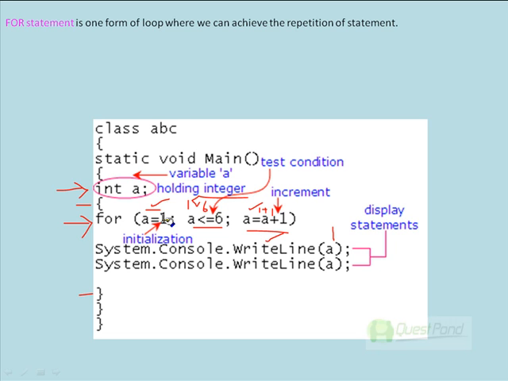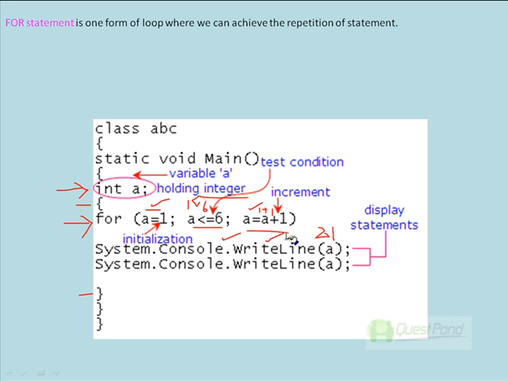Thereafter it is tested with the condition of whether 2 is less than 6. So yes, the condition says yes, 2 is less than 6. So this condition is true. So the very first line will again execute by displaying the value 2.